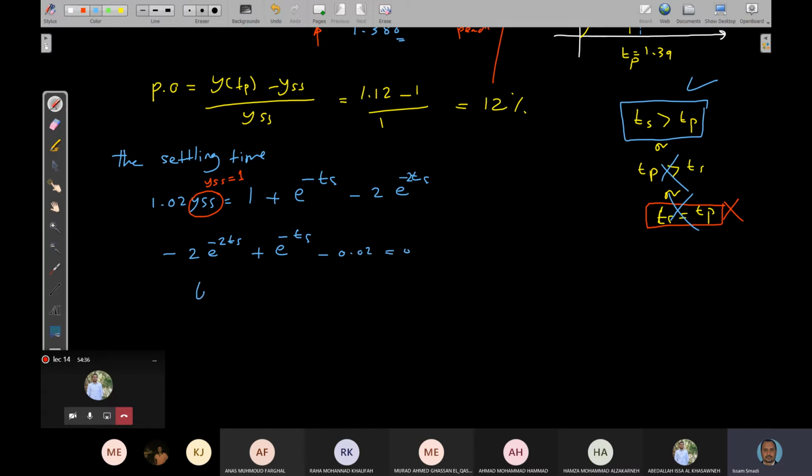Now I need to do a change of variable, exponential minus TS equal to x. So I will end up with minus 2x squared plus x minus 0.202 equal to 0. Raha, x equals what?